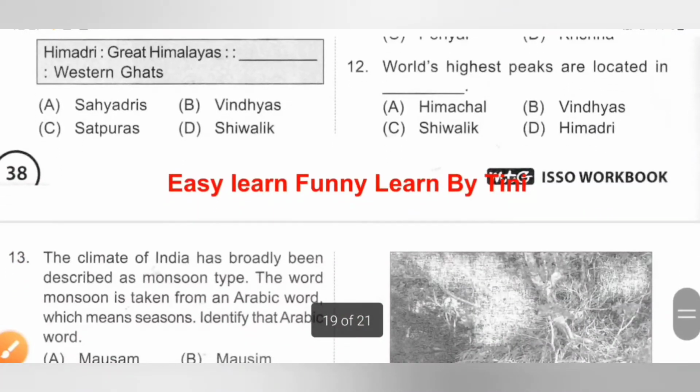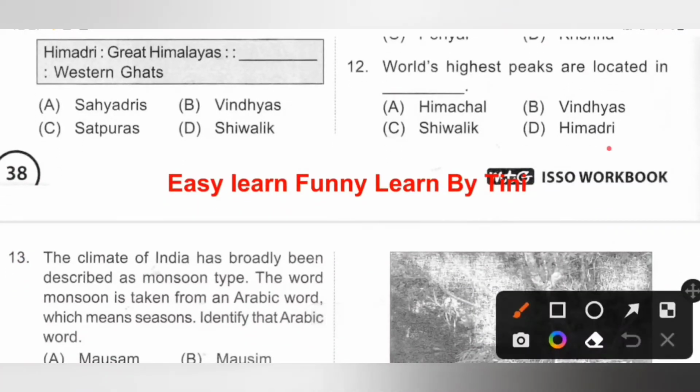Twelfth one, world highest peaks are located in Dash. A, Himachal. B, Vindhyas. C, Shivalik. D, Himadri. So world highest peaks are located in Himadri. Option D is the correct answer.